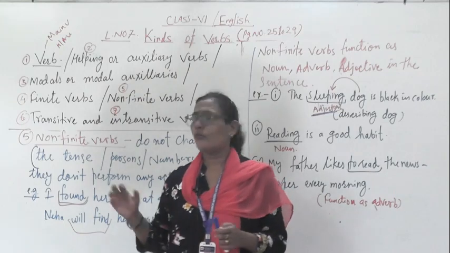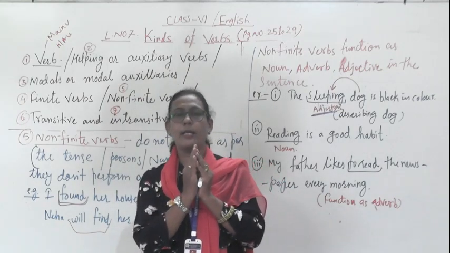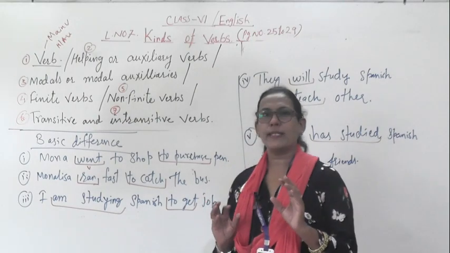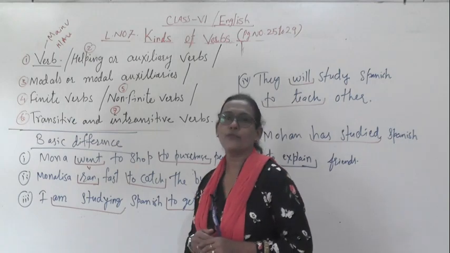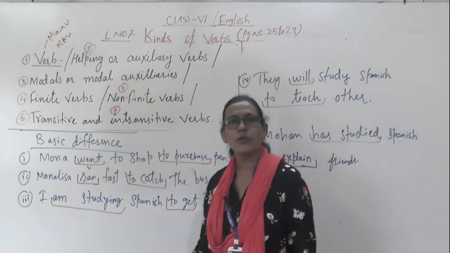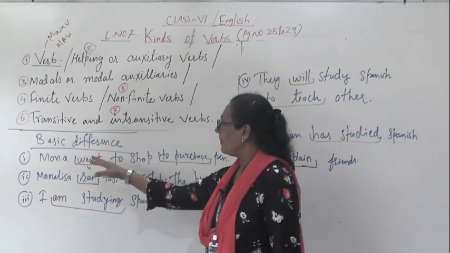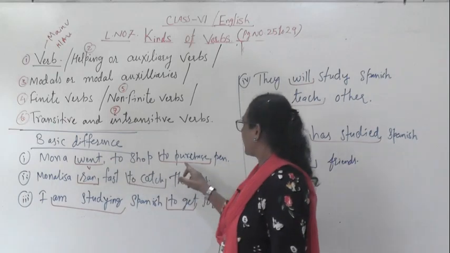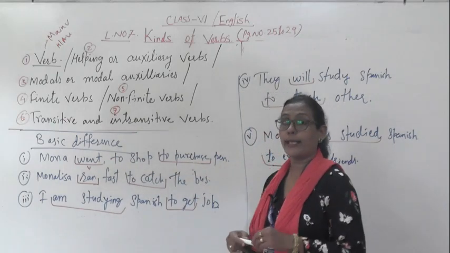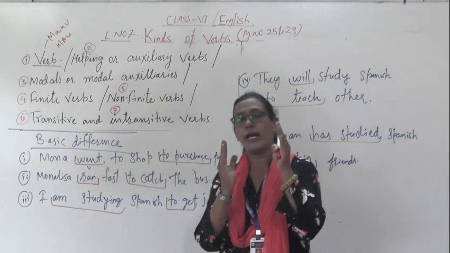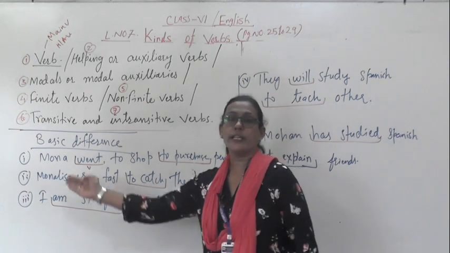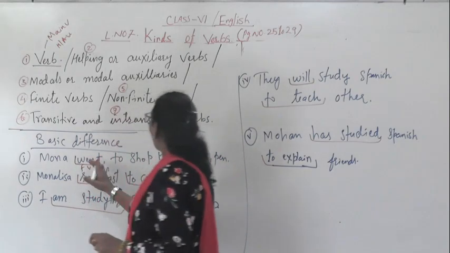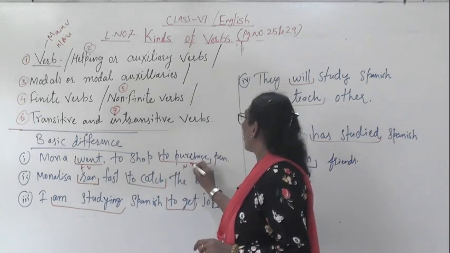I think so. Now, I will give a few examples, so you can find out which is a finite and which is a non-finite verb. We'll see now the very basic difference between finite and non-finite verbs. As I have already explained, but still, it is a very important point in this lesson. Mona went to shop to purchase pen. Here two verbs are there, went and to purchase. So as I said, what is the basic difference to find out finite and non-finite verb? Finite verb is near to the subject. See here, Mona went. This is a finite verb. And elsewhere is to purchase, that is a non-finite verb.